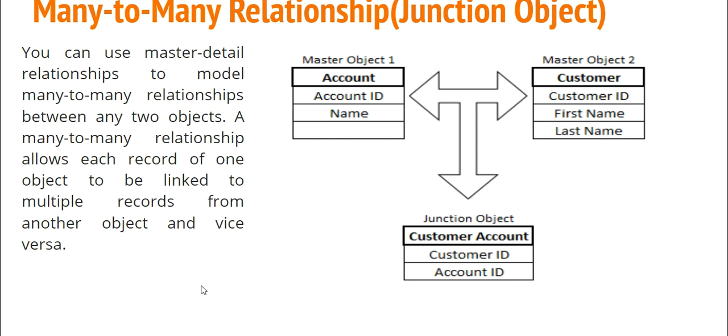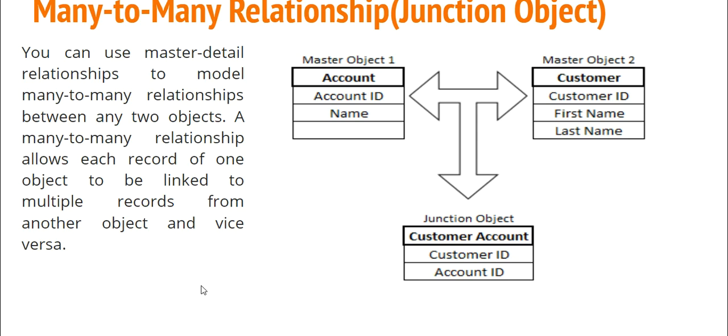As we know, we can create a relationship between two objects in Salesforce, and we already learned how we can create the master detail relationship and lookup relationship, and these types of relationship are one to many relationships. But what if I want to build a many to many relationship between the objects in Salesforce? Then in that condition, I have to create the junction object.